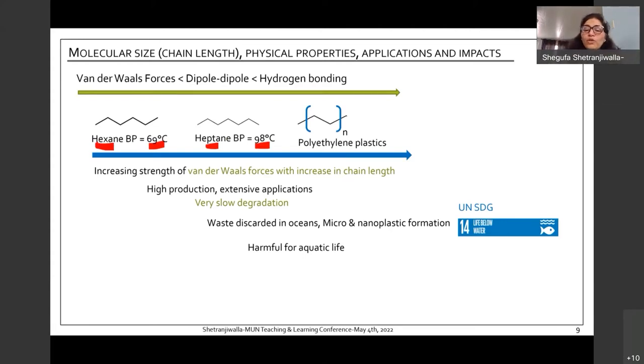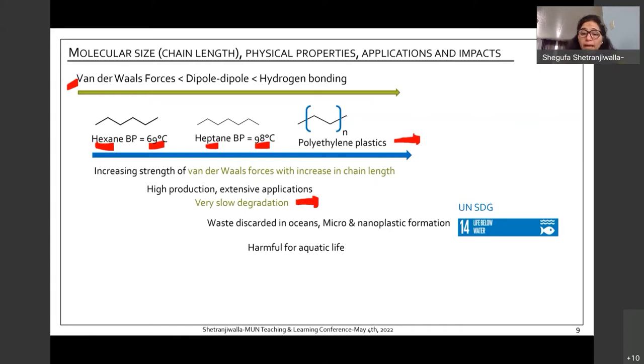Now imagine when you have an increased number of carbons, in the millions of carbons, which is what makes our polyethylene plastics. The important piece here is that the van der Waals forces increase. And when they increase to that extent, though they are supposedly the weakest forces, with that many carbons in the chain length at that molecular size, it increases its interactions and reduces degradation.